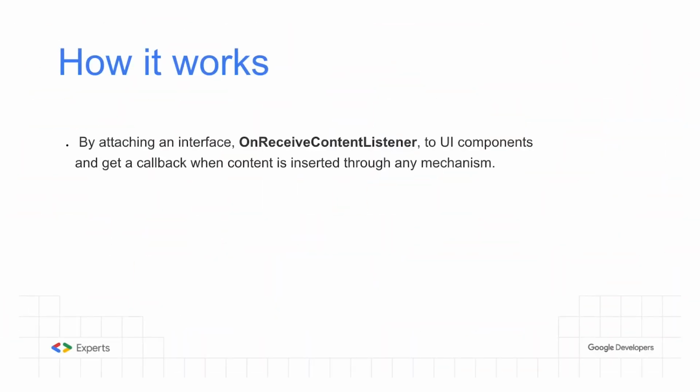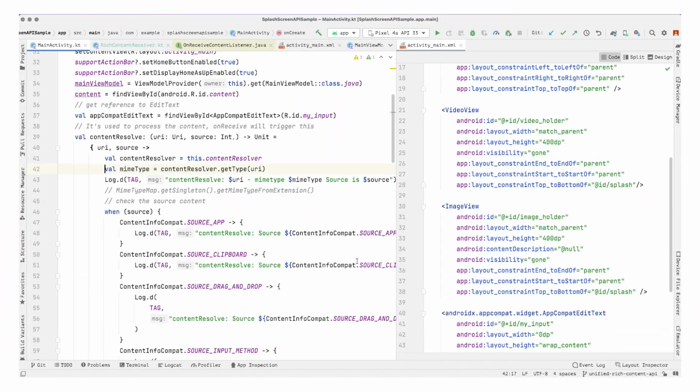So how does this API work? It is basically an interface with a single function that we need to override in our application, which is called onReceiveContentListener. Then we add this implementation to the view where we want to support inserting media like images or videos in the Android application. Now I will show you the code, how we can implement this. This is the sample application that I have created.